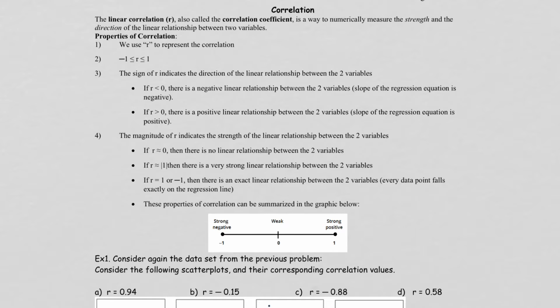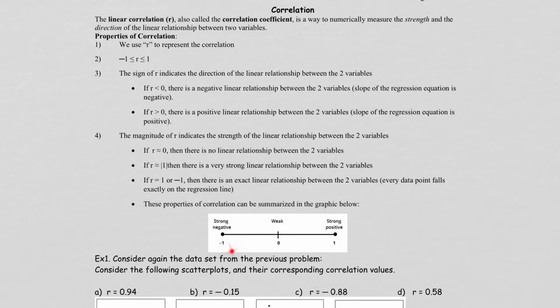Today's lesson, we're going to talk about correlations. Linear correlations, we're going to use the letter R, also called the correlation coefficient. It is the way to numerically measure the strength and the direction of the linear relationship between two variables. Okay. So correlation is usually between -1 and +1.